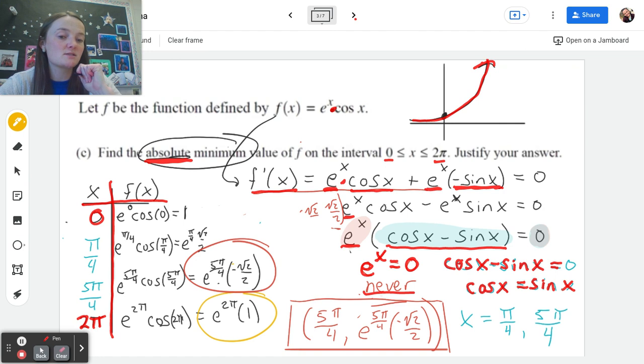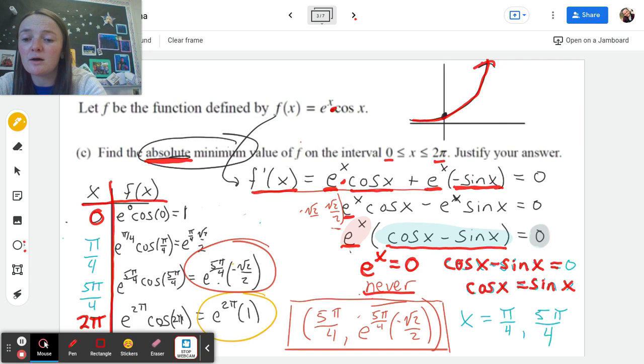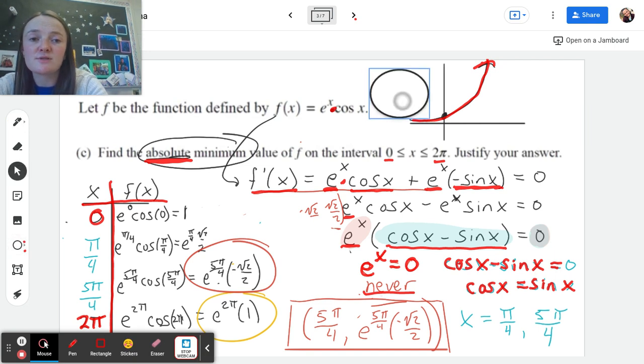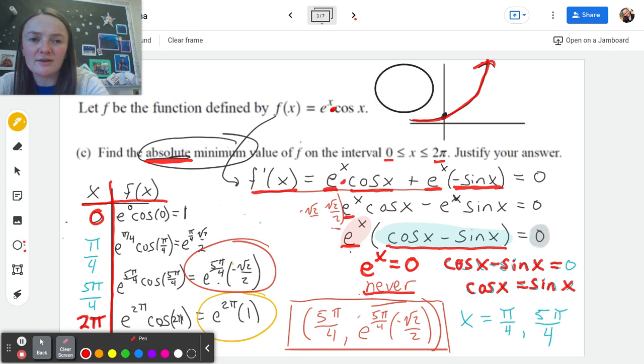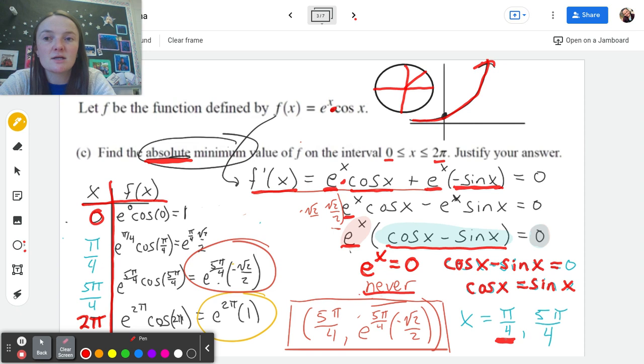equal sine of x? Well, you should have your unit circle in your brain, but if you need a little bit of help, maybe we should just draw a little bit of a unit circle. So I'm going to draw a little tiny unit circle up here. What I'm looking for is, when does the x value on the unit circle equal the y value? Well, I know that at pi over 4, I have the ordered pair radical 2 over 2, comma, radical 2 over 2. So pi over 4 has the same sine value as it does a cosine value.